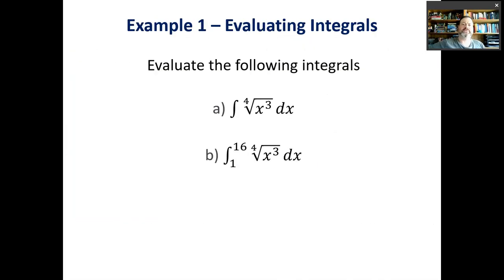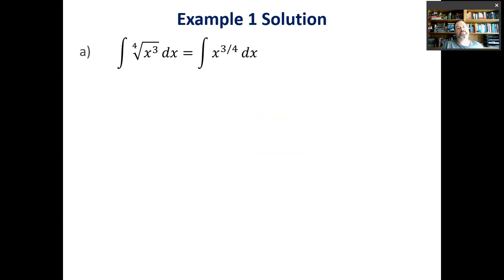All right, so let's jump in and do example 1 here. Before we jump in, let's look at what we have. This is just the indefinite integral, or again, you can call it the antiderivative, of the fourth root of x cubed dx. And then here we have the same antiderivative, except there are limits. It goes from 1 to 16. So let's see what's the same and what's different when we do a problem like this.